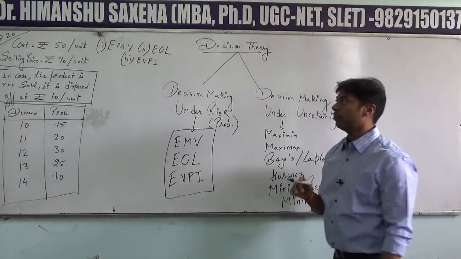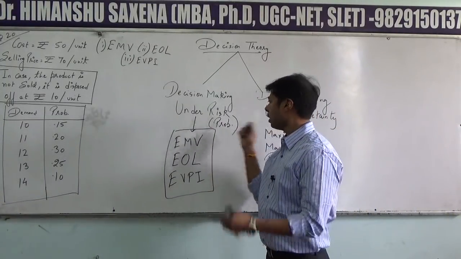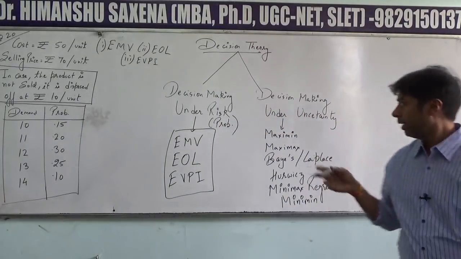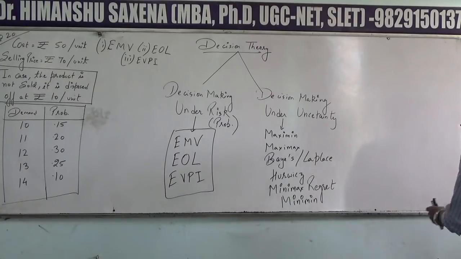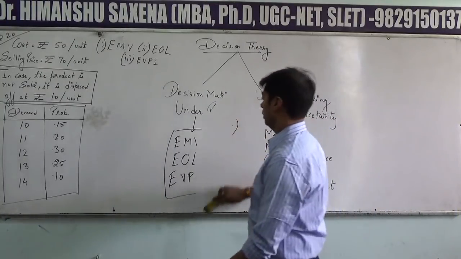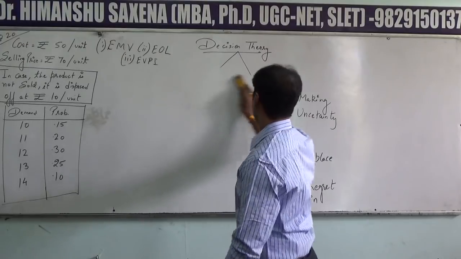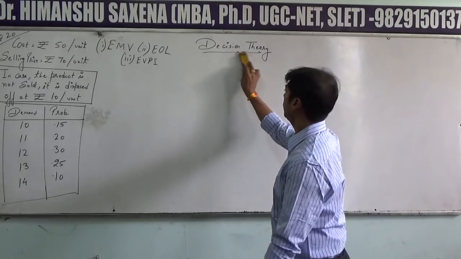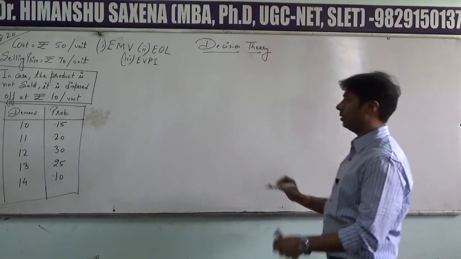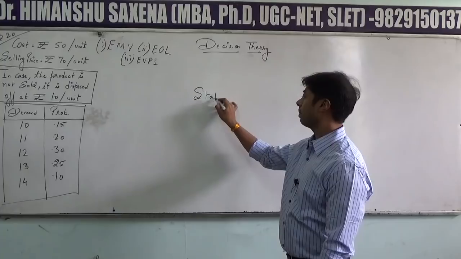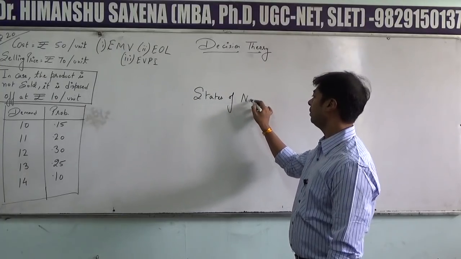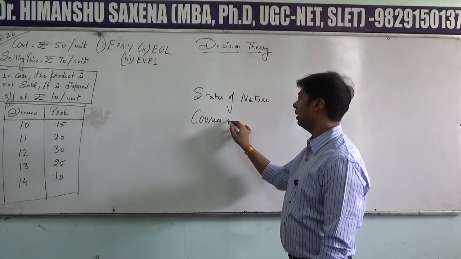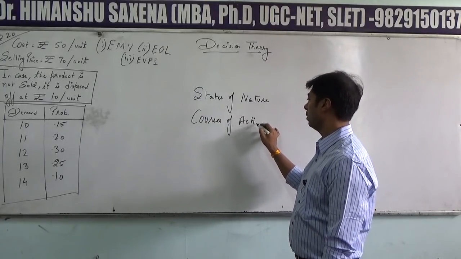So I repeat, EMV, expected monetary value, EOL, expected opportunity loss, and EVPI is expected value with perfect information. So all these terms will be explained to you one by one. What is the difference between risk and uncertainty? Clear to everyone? Okay, we proceed further. Now the concept of decision making under risk as well as decision making under uncertainty is based on two major concepts. One is states of nature and another is courses of action.